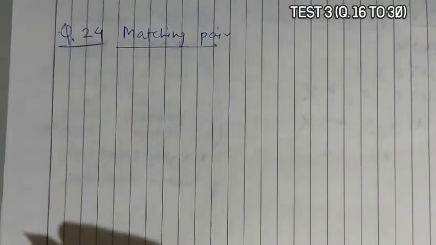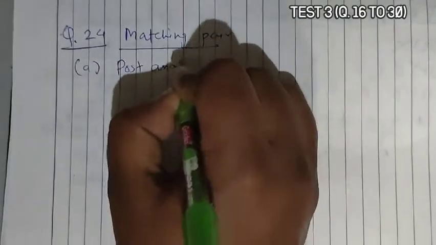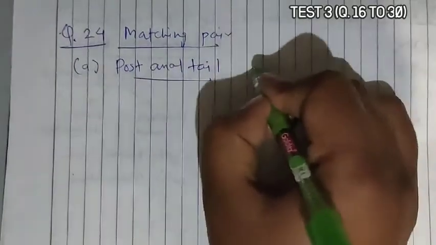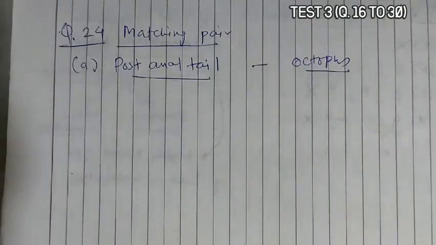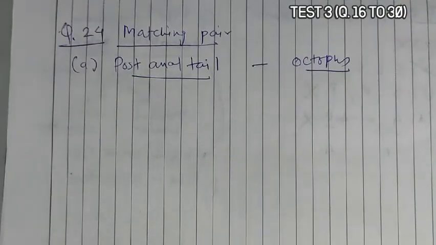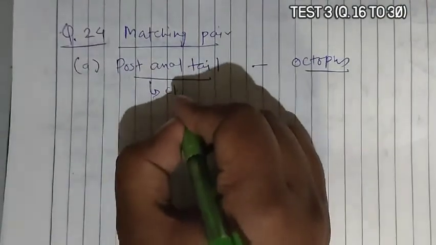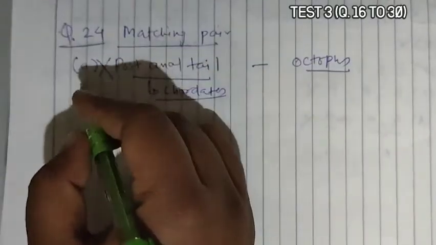Question 24 asks which one of the following is a matching pair of body? We have to select a matching pair. Option A is given as post-anal tail, and in front of this they have given an octopus. Now we remember that post-anal tail is nothing but extension of spinal cord beyond anus, and it is found in chordates but not in octopus, so it is an incorrect match.